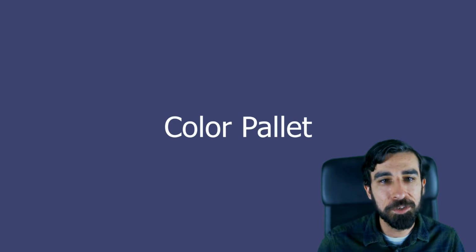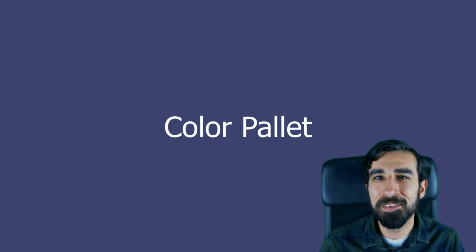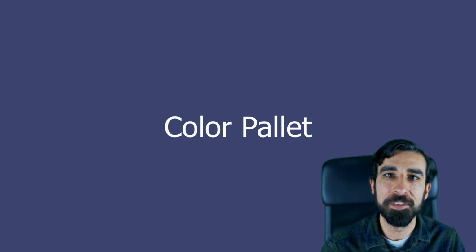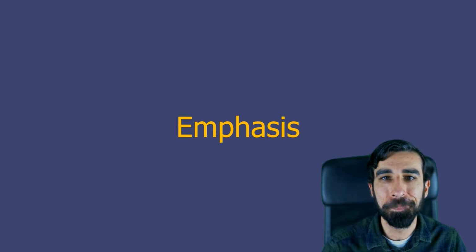So as you can see here with my theme, I've got a simple white text on a blue background, and sometimes I'll use a little bit of a complementary color for emphasis. As you can see here, the complement to blue is orange. So whenever I want to draw some emphasis, I use this sort of golden orange color.